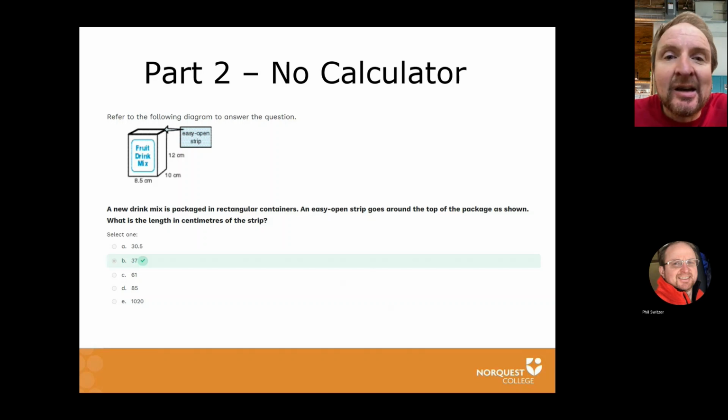This is another question, again from the math pretest, just taking a look at it. I want to show you how to really focus here.